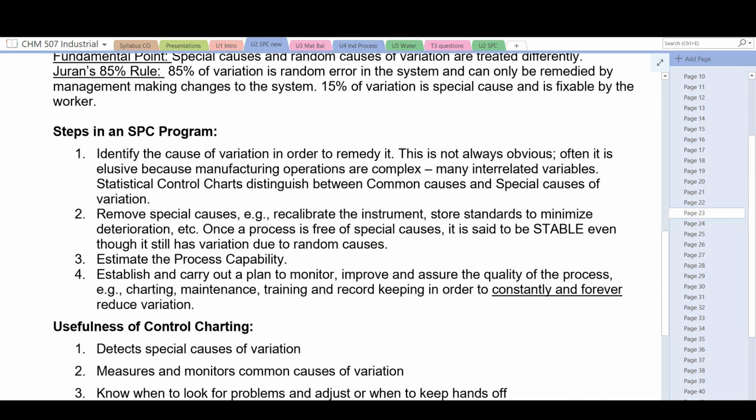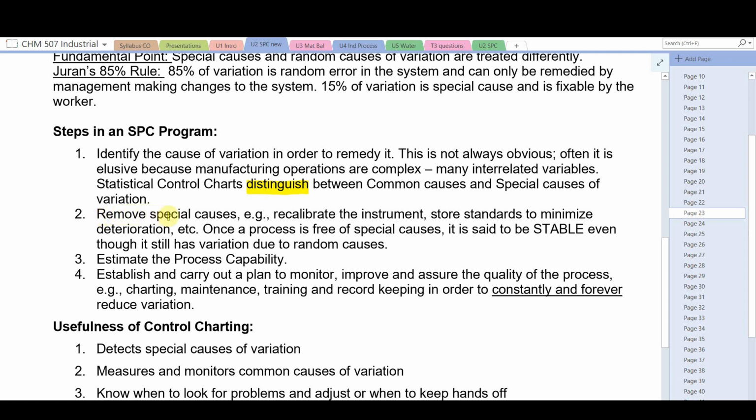So here are the steps in an SPC program. First of all, we identify the cause of variation in order to remedy it. And this is not always obvious. Often it is elusive because manufacturing operations are complex. There are many interrelated variables. Statistical control charts distinguish between common cause and special cause. That's a really important point to appreciate, and you will when we do the examples. They distinguish between common cause and special causes of variation.